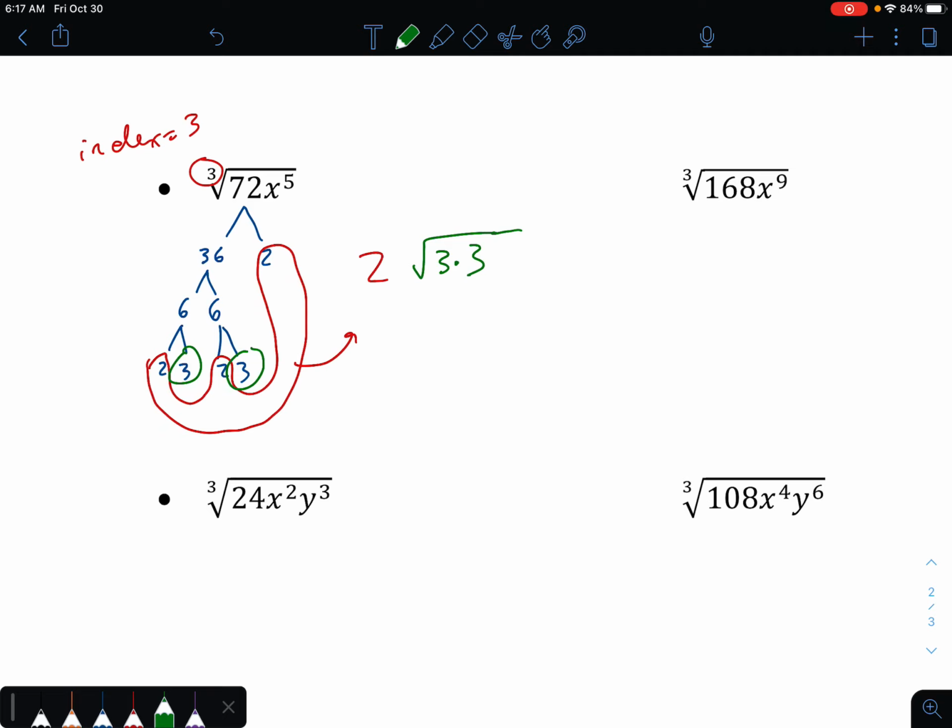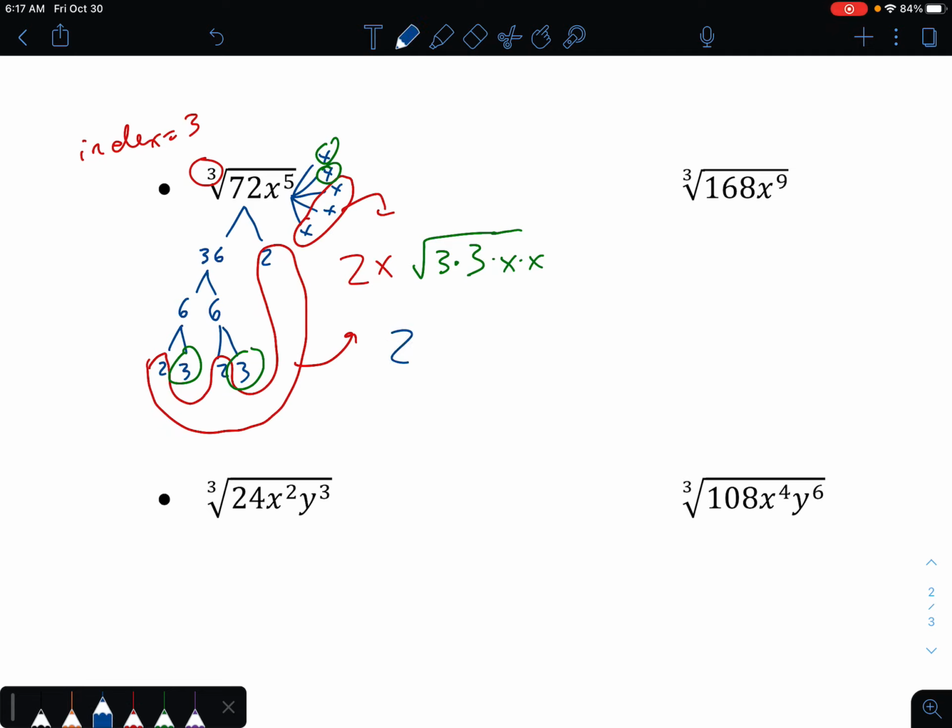Now we do the same with the x's. 1, 2, 3, 4, 5. X, x, x, x, x. As we know, I need 3 of them. Here's my group of 3. And just like with the two 3s, I have to leave this pair of x's inside because I cannot take out pairs. I need to take out triples here because my index is 3. So my 2 x's stay inside. My 3 x's come out.